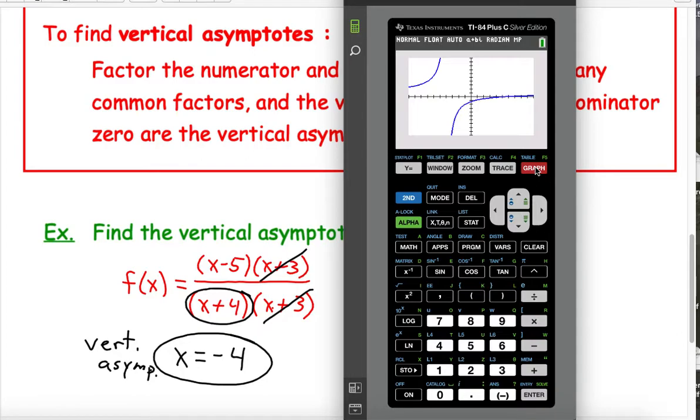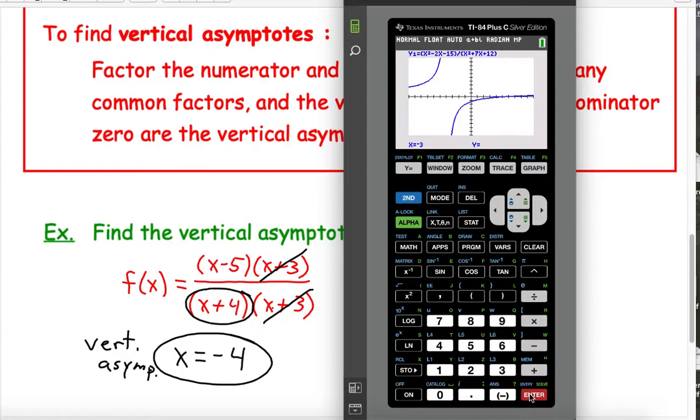Now, what about the factor that we canceled? What about that x plus 3 factor? What happens when x equals negative 3? Well, if I hit trace and I type in negative 3, you can see that y is undefined. This function's undefined there, because the original function included the x plus 3 in the denominator, so we know that for the domain, x cannot equal negative 4 or negative 3. But we don't have a vertical asymptote at negative 3, and that was one of the factors that canceled.